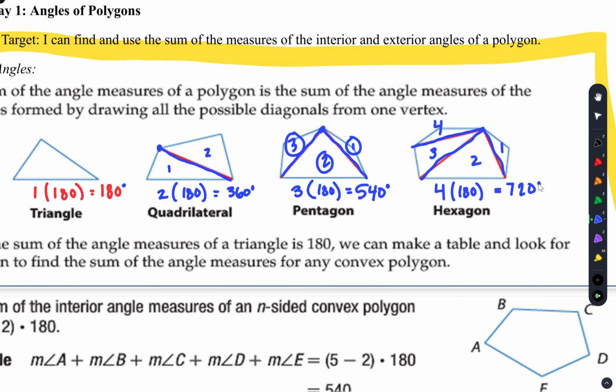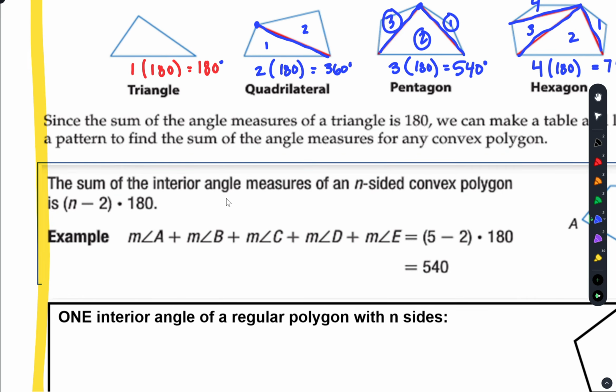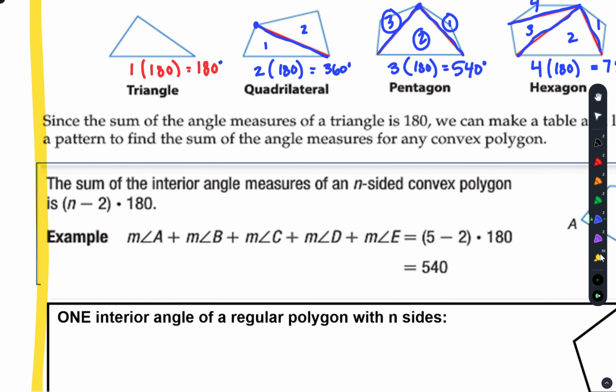If I have 3 sides in my triangle, I have 1 triangle. If I have 4 sides in my quadrilateral, I have 2 triangles. If I have 5 sides, I get 3 triangles. The number of triangles that we can make, depending on how many sides we have, is always the number of sides minus 2. That is how we get this formula right here. The sum of interior angles of any polygon is always the number of sides minus 2 times 180.